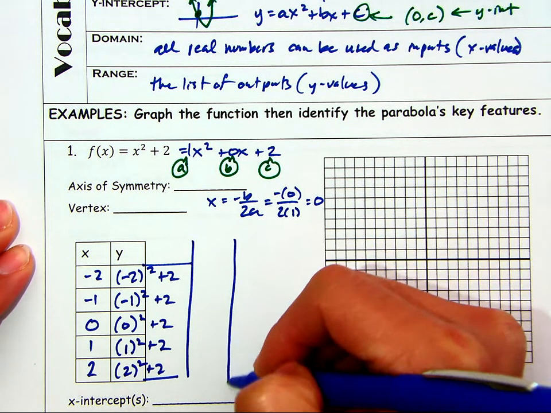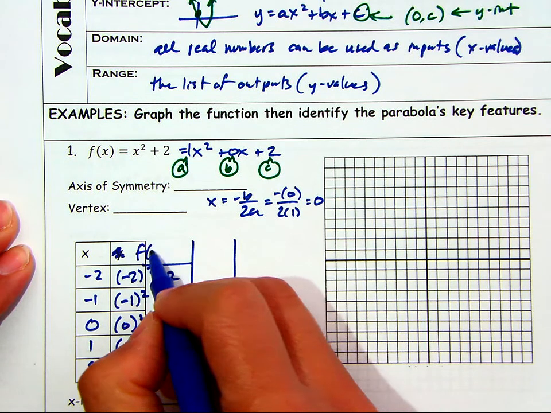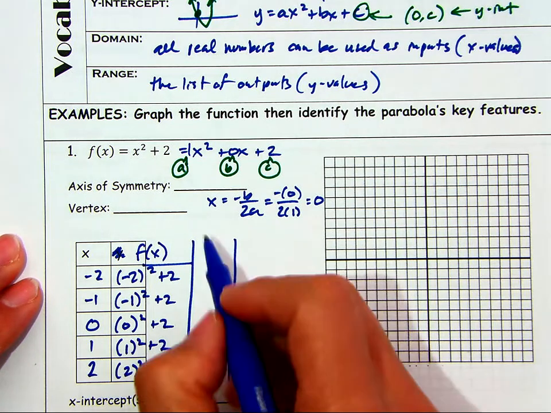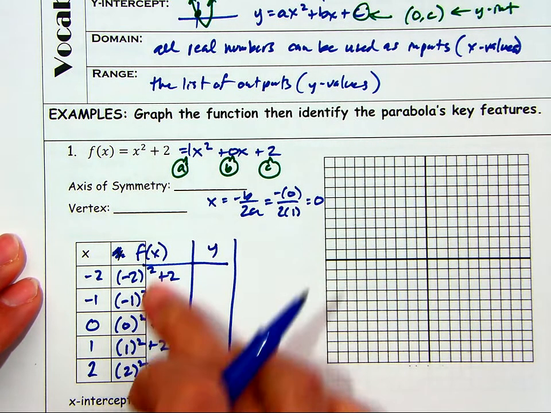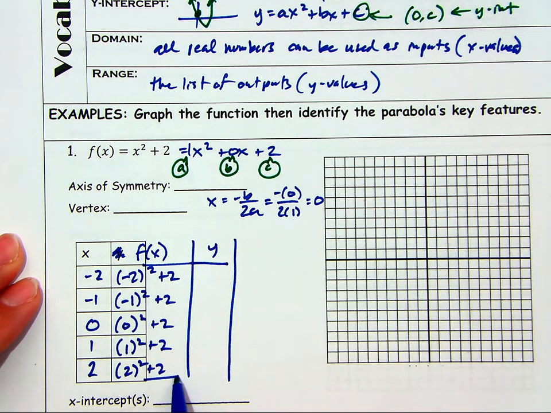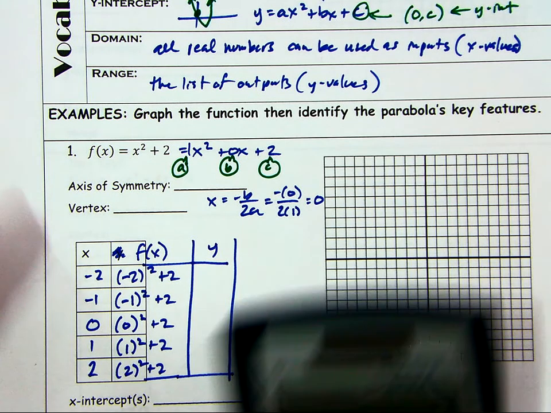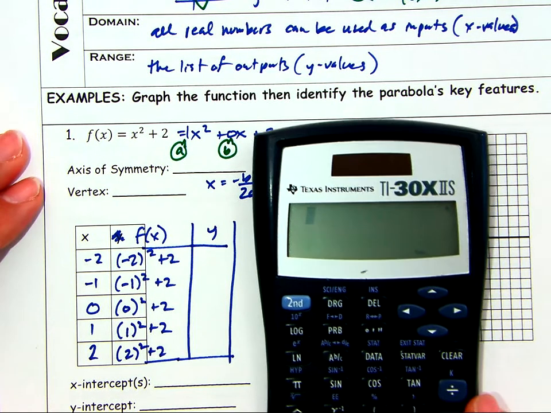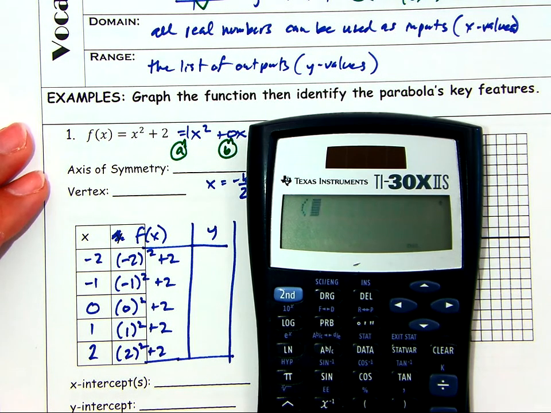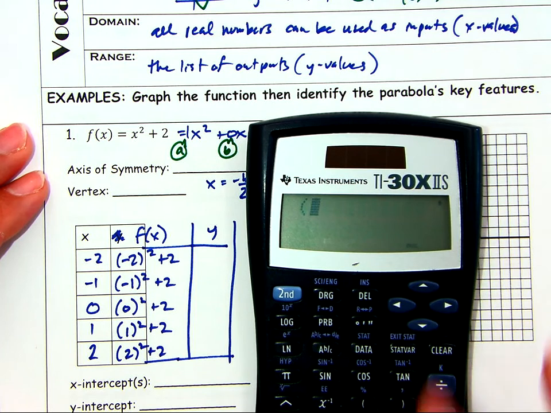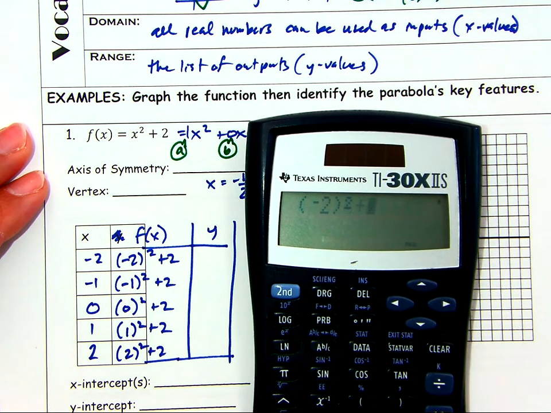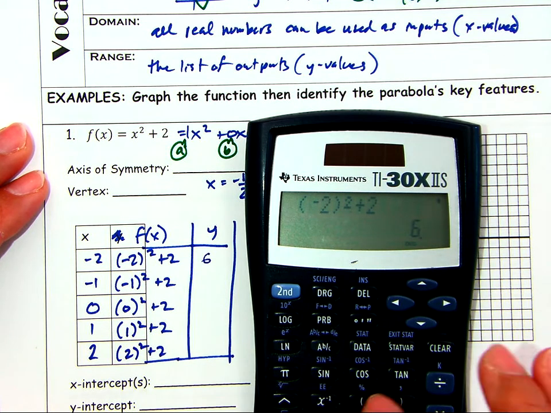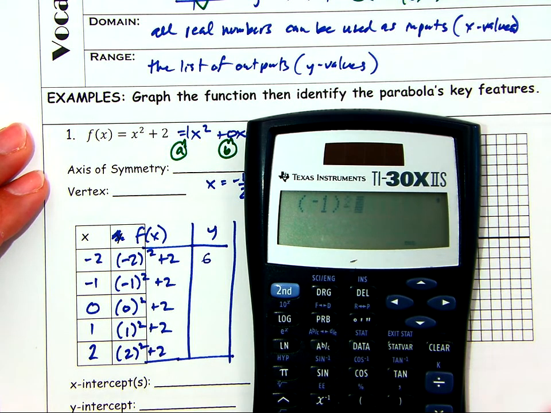So I'm just going to relabel this f of x. And I'm just evaluating the function, and so here's an expression, and then here I'll write the actual coordinate. Okay. So I could do all this in my head, but I just want to be more convincing, so I'll use the calculator. Negative 2 squared plus 2 is 6. Negative 1 squared plus 2 is 3.